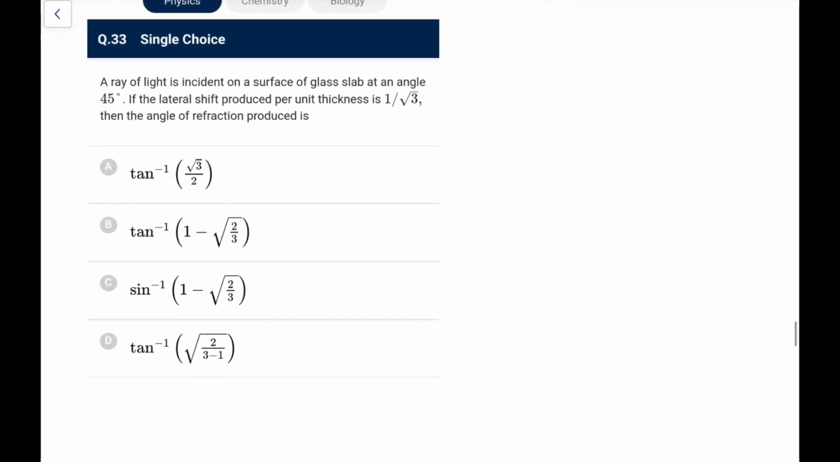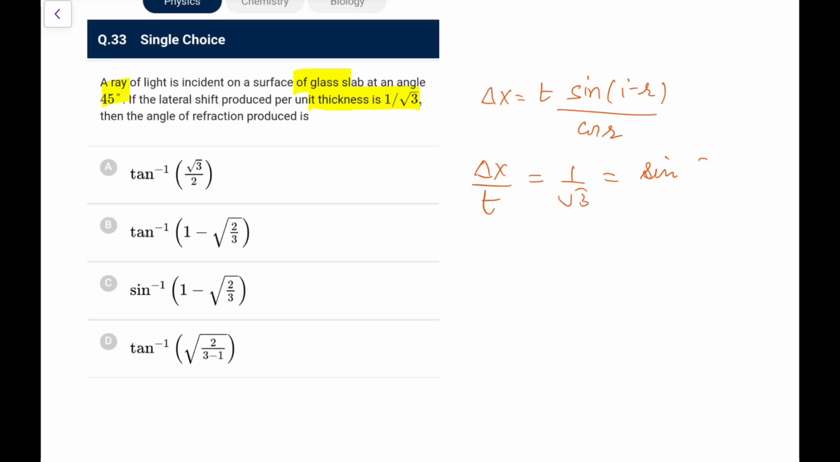Next one, a ray of light is incident on the surface of a glass slab at an angle 45. Lateral shift produced per unit thickness is 1 by root 3, then the angle of refraction is. So for the lateral shift, if you remember the formula, that lateral shift delta x was t sine of (i minus r) upon cos r, if you remember that thing. So here delta x by t is asked, that is 1 by root 3 given, that would be equal to sine of (i minus r), that is 45 minus r, upon cos of r. Okay, so now you have to solve it. Okay, let's try it. So cos of r is root 3 times sine of (45 minus r).